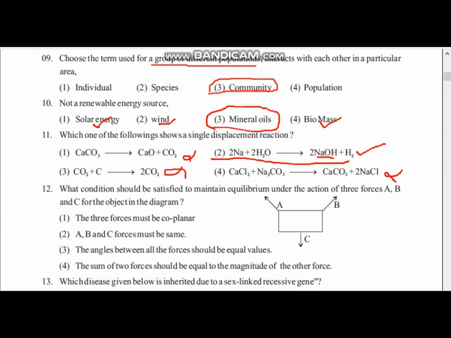Then the 12th one. What condition should be satisfied to maintain equilibrium under the action of three forces? The three forces must be coplanar. Yes, that is one. A, B and C forces must be same. No, it is not. The sum of A and B should be equal to C. The angle between all forces should be equal values. That is not a condition. The sum of two forces should be equal to the magnitude of other force. It shouldn't be only equal, it should be opposite also. So here the most suitable answer is the first one.